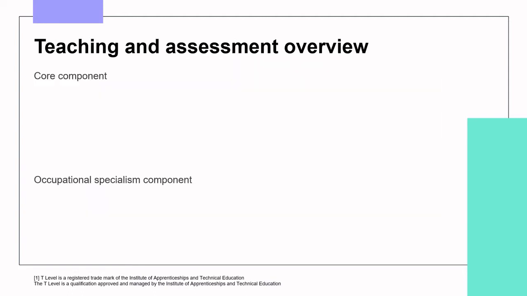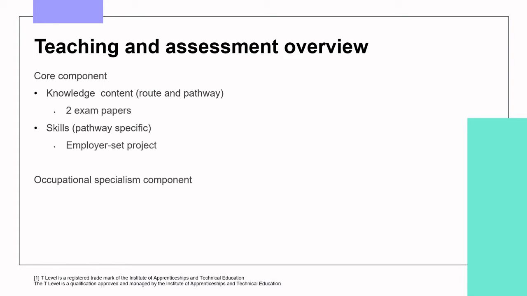From a teaching and assessment perspective, you can consider the 2 headings of core content and occupational specialism content. The core component consists of both knowledge content and skills content, both of which must have been delivered to your students before they can sit the core assessments. Now, some of the knowledge content is common to all the digital T-levels. This is called the root content. And some digital T-levels might have additional content specifically needed for that pathway. An example of this is with digital support services, and we will discuss that later today.